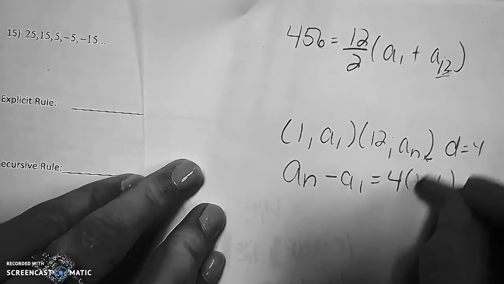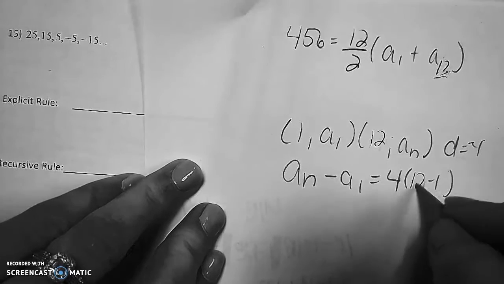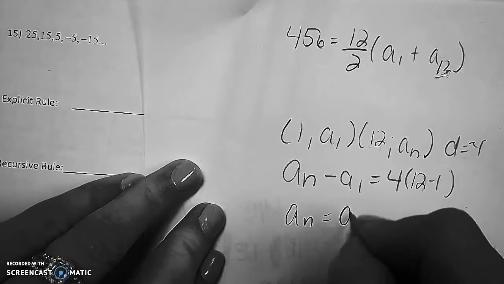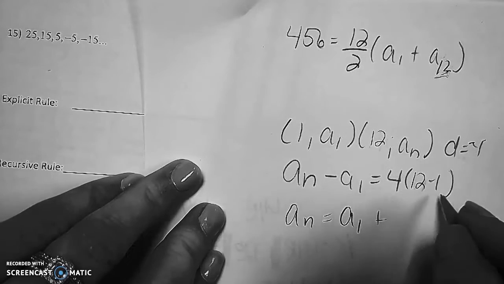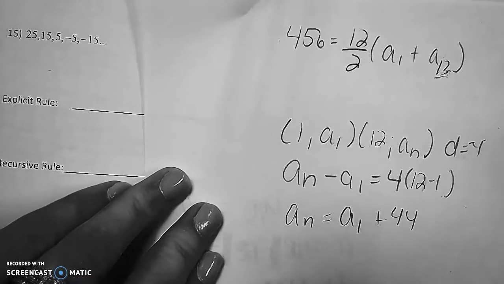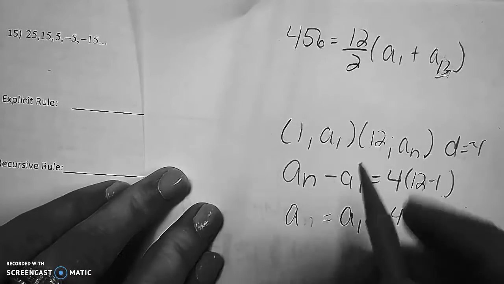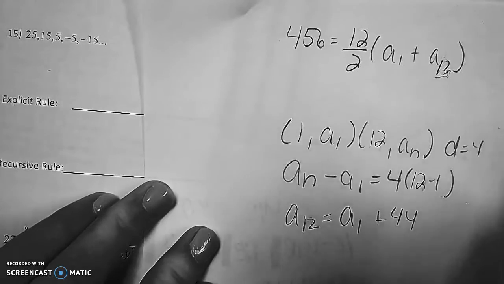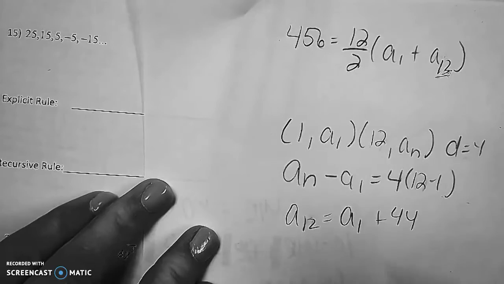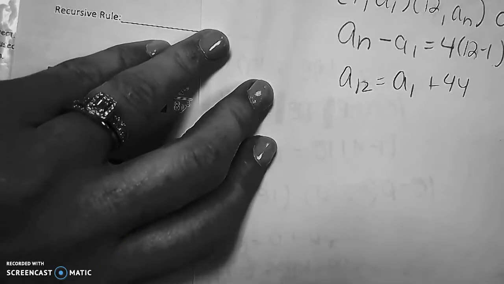And how do I know n is 12? Well, go back and look. It gave you S sub 12. So now I know A sub n will equal A1 plus 12 minus 1 is 11. 11 times 4 is 44. I can now substitute that in. So I know this is A sub 12. So I can now substitute that in for A sub 12. I'm kind of out of room, so I'm going to come down here and sub that in.